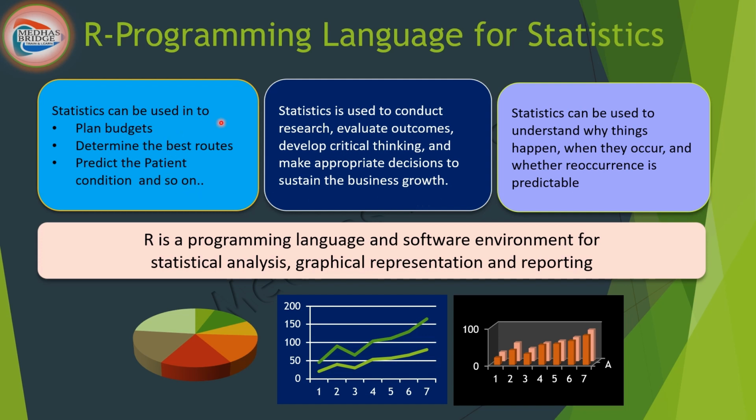Statistics can be used to plan budgets, determine the best routes, and predict patients' conditions. Statistics is used to conduct research, evaluate outcomes, develop critical thinking and make appropriate decisions to sustain business growth. Statistics can be used to understand why things happen, when they occur, and whether reoccurrence is predictable. That's correct. So now R is a software programming language which we use in statistics for a better future.